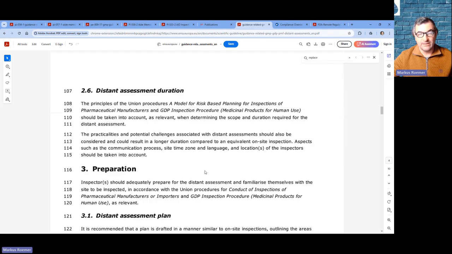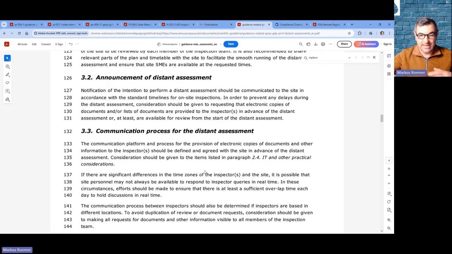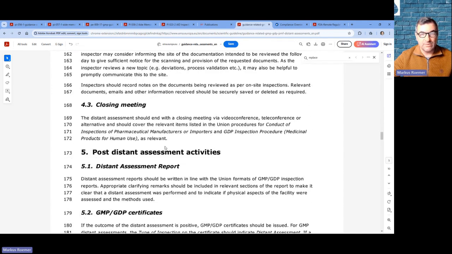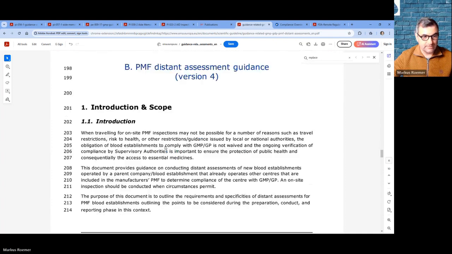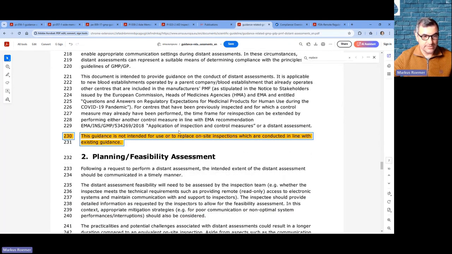It is carefully written in a more scientific, better style, like you see it here. But what is also very important, we must go to line 230. This guidance is not intended for use or to replace on-site inspections, which are conducted in line with the existing guidance. This is pretty much different from the PIC/S.